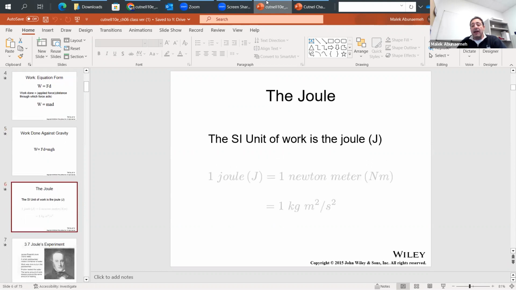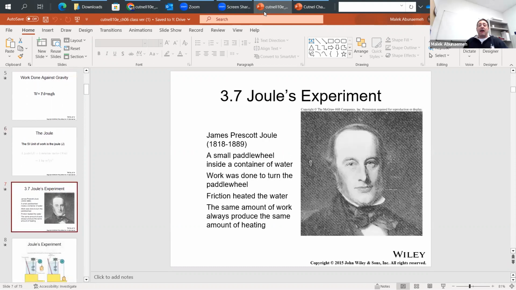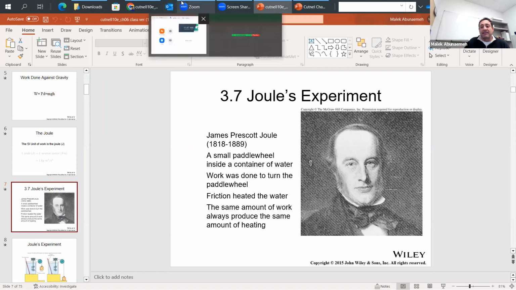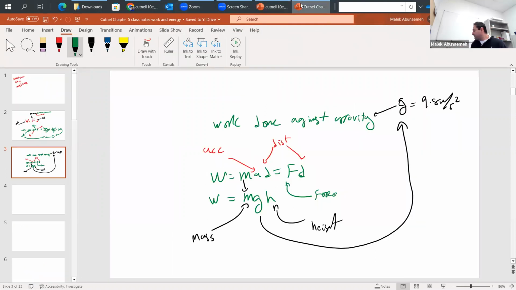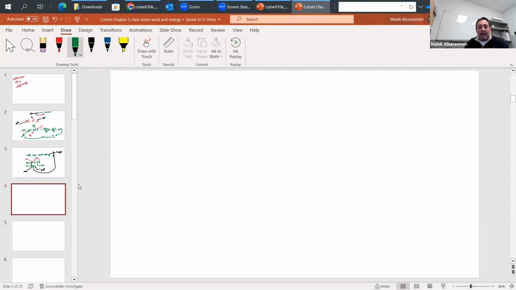And again, we just derived a joule as a kilogram meter squared per second squared, which is the unit of work, named after James Prescott Joule, who died in 1889. He had a little experiment. So in his experiment, let me just write this down.